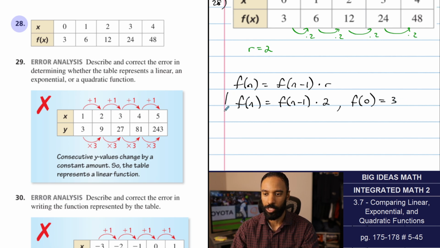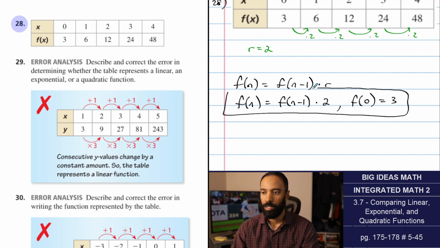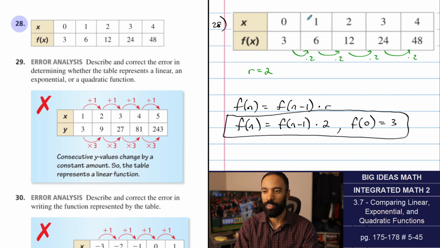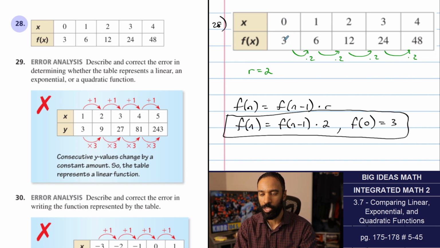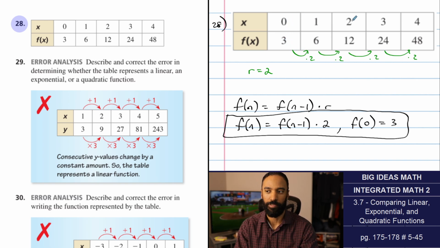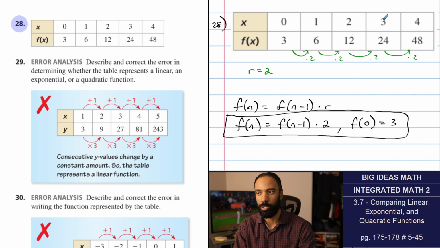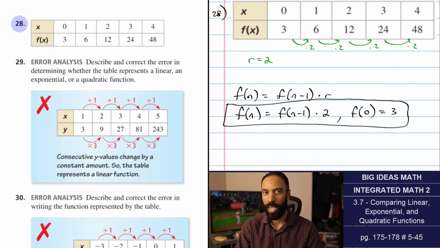So that's the answer. Now you start from 3. F of 0 equals 3. That's where you start from. So it's like this. To find the first term, you take the 0th term of 3, and you multiply by 2, you get 6. To find the second term, you take the first term of 6, multiply by 2 to get 12. Third term, take the second term of 12, multiply by 2 to get 24. Fourth term, take the third term of 24, multiply by 2 to get 48. That's how the recursive rule action works.